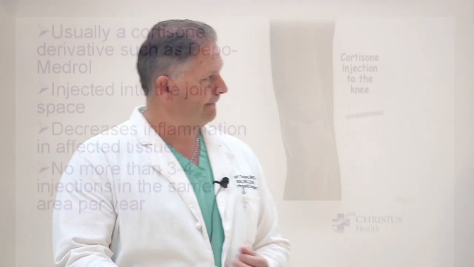It's usually a cortisone derivative such as Depo-Medrol. You can see here it's being injected right into the knee joint. Unlike the NSAIDs that you take, which is a pill that gets in your bloodstream and works in the body systemically, this has to get to the trouble spot. So if you're having knee pain and they inject your knee, but the pain's really coming from your hip, it's not going to really help the knee pain, is it? It has to go to the right spot, okay?